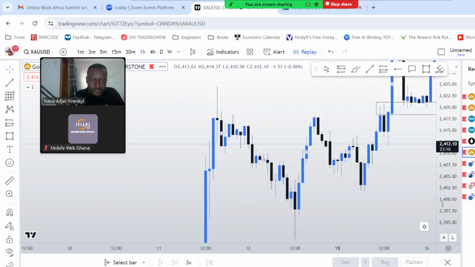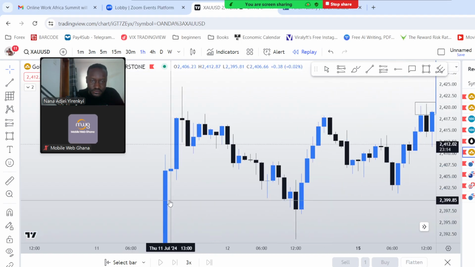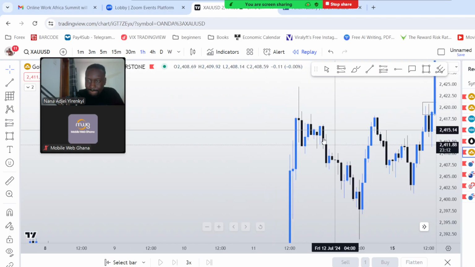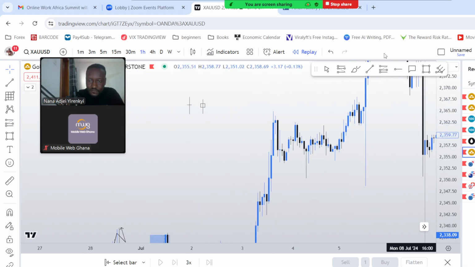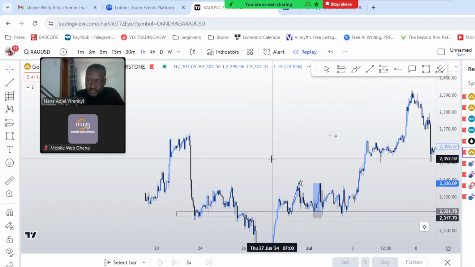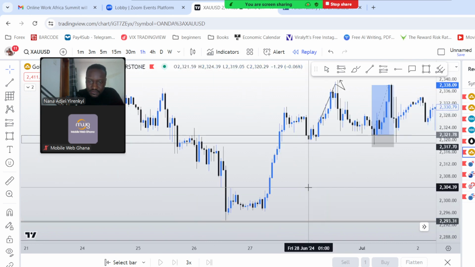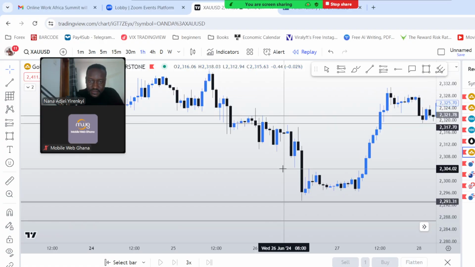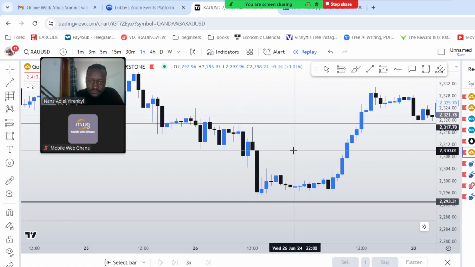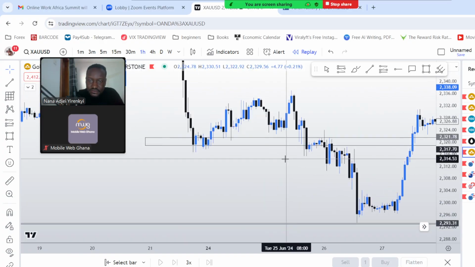Let me see if I can find some hammer patterns. So which means I need to look for a downtrend, and then I'll fish out some hammer patterns over there. This kind of looks like a hammer pattern, but this is a shooting star pattern.